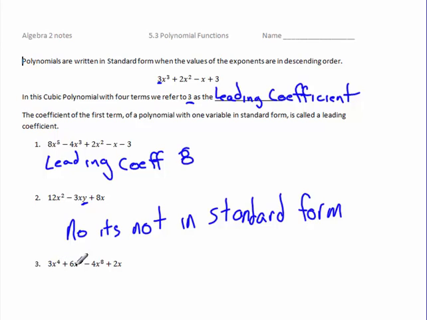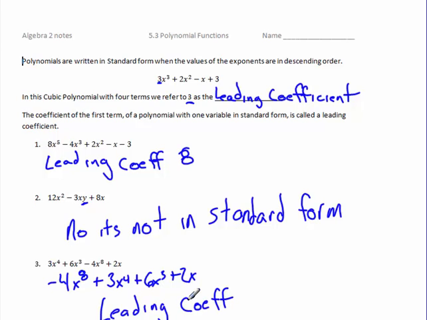We got x, x, x, x, so everything's the same variable, no problems there. Is it in standard form? 4, 3, 8, nope. No, it is not. That's got to be out front. So negative 4x to the 8th plus 3x to the 4th plus 6x cubed plus 2x. That's in standard form. Now, our leading coefficient is much easier to identify here, and it's negative 4.